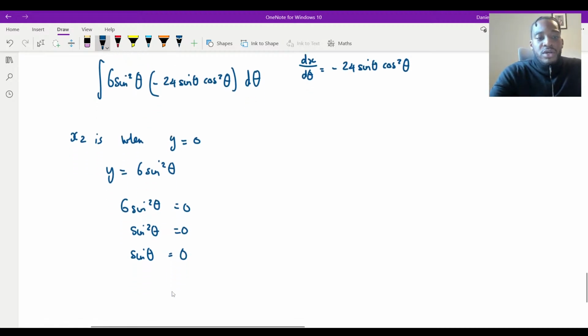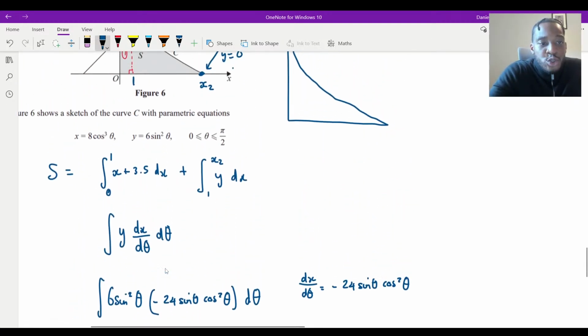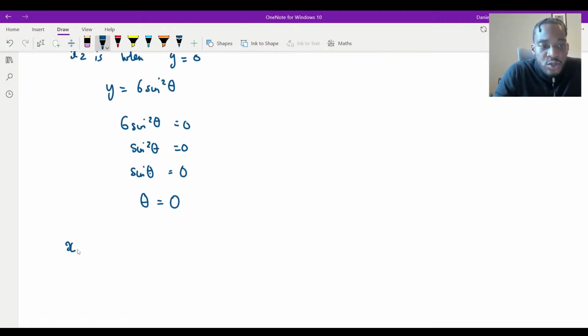And that means theta, if I take the sine inverse of that, I know that's 0 to be fair. Yeah, sine inverse of 0 is 0. Theta is 0 to make this 0, right? So theta is 0. So what I'm going to do now is plug that into my parametric equation for x, which is x equals 8 cos cubed theta. So x2 is going to be, well, x is equal to 8 cos cubed theta, right?